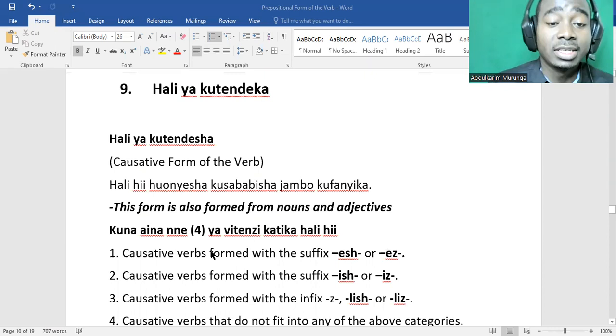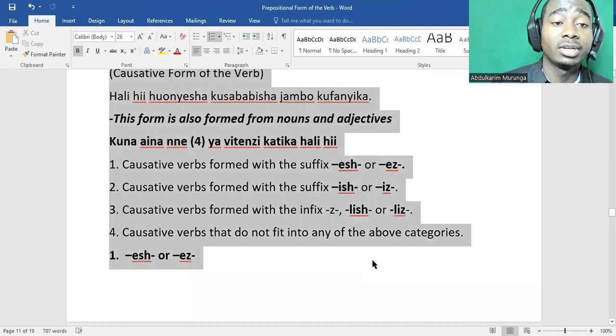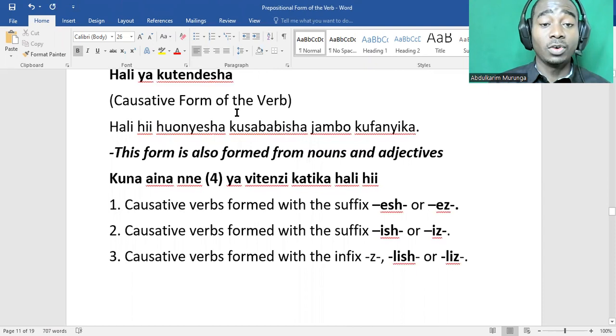Now we start here. Hali ya kutendesha, hali ya kutendesha. Let me increase the size a little bit. Okay, we have here the causative form of the verbs.